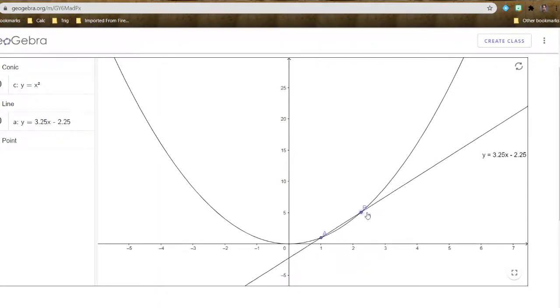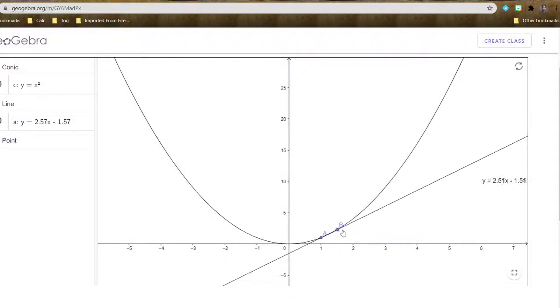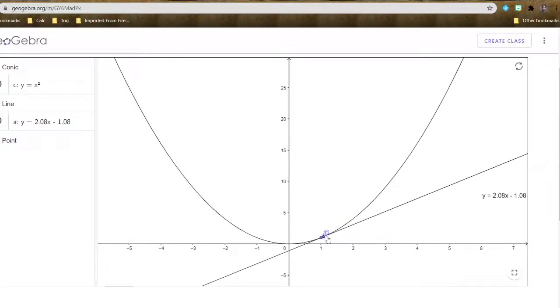But what's nice here is I can take B and slide it all the way until it is concurrent with A. See how B and A lay right on top of each other? There's the instantaneous rate of change. So this is one tool that I can use to get the instantaneous rate of change, which at this point we can now acknowledge is 2.